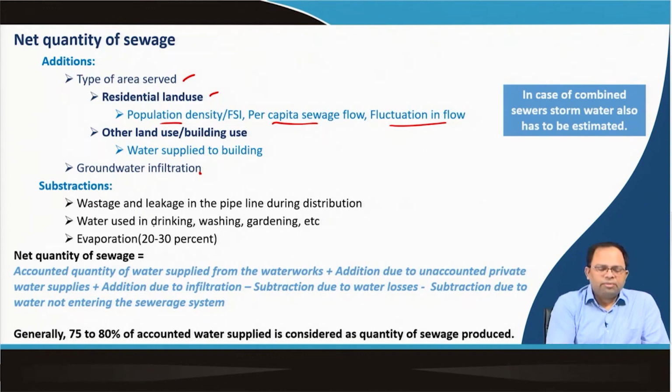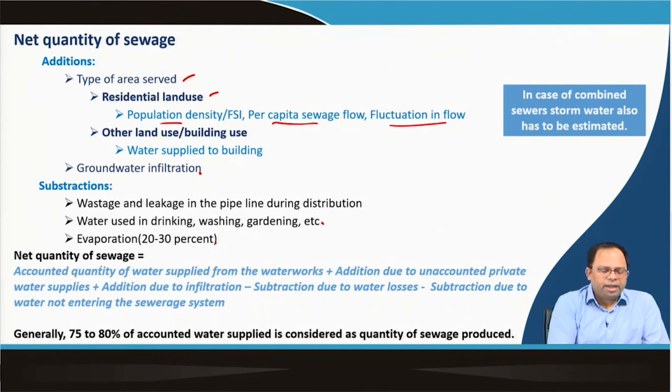What are the subtractions? Wastage and leakage in the pipeline during distribution, water used in drinking, washing, gardening, etc., and evaporation around 20 to 30%. So, there are certain things which get added, like groundwater, but there is evaporation and all these wastages. Usually we assume that 80 to 90% of the total water that is consumed in the city becomes sewage. So, it is the total water consumed, not only the water that is supplied by municipal bodies.